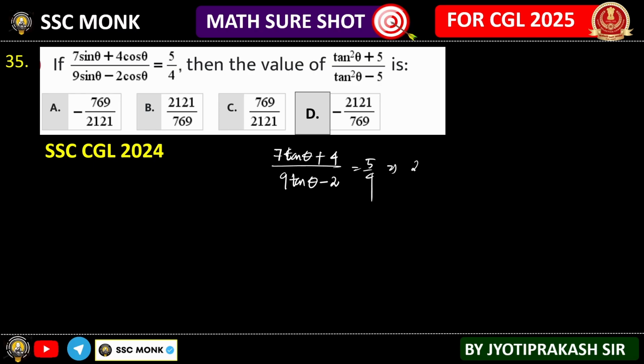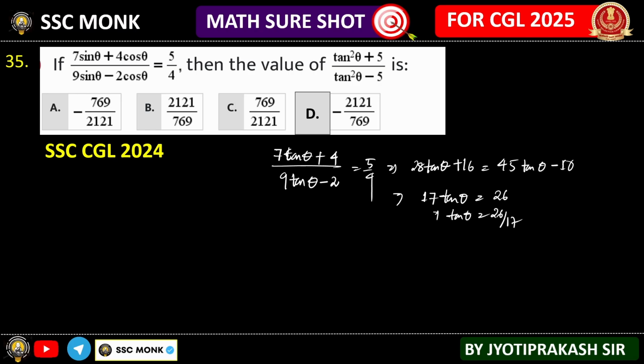From that I can write 28 tan theta, cross multiplication, plus 16 is equal to 45 tan theta minus 10, or I can write 45 minus 28 is equal to 17 tan theta, that is equal to 26, or the value of tan theta is equal to 26 by 17.